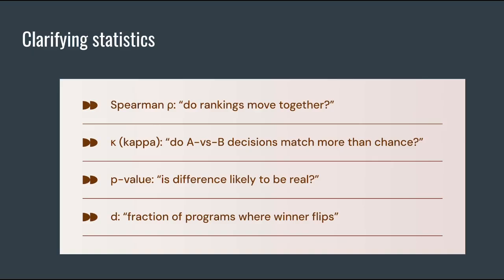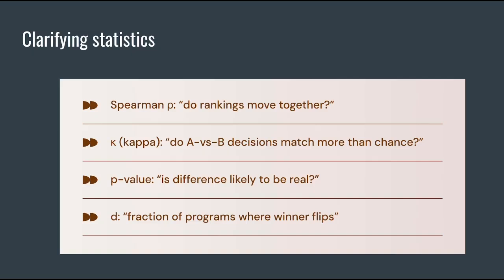Before RQ6, I want to translate the statistics into easier to understand language because the paper uses several measures. So Spearman's rho is a rank correlation and is asking, if one metric says fuzzer A is higher than fuzzer B, does the other metric tend to say the same? So rho is used for ranking agreement. Kappa is used for superiority agreement. So it measures how often two decision systems agree beyond what you'd expect by chance. So here it's used for whether "A beats B" matches between coverage and bugs.